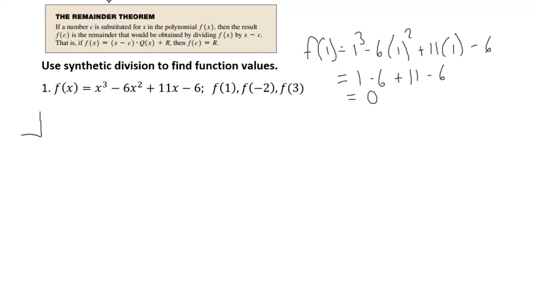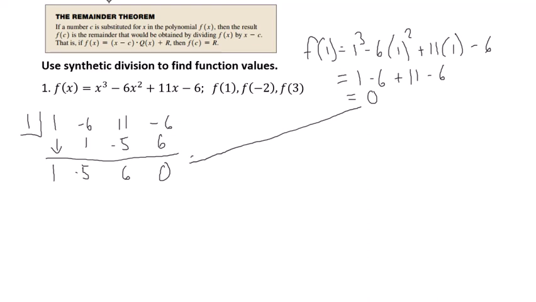So if we put a 1 here, and we take our power of 3, power of 2, power of 1, constant, and put 1, negative 6, 11, negative 6. Drop that down, you get 1. 1 times 1, 1. Combine those, negative 5. 1 times negative 5. Combine those, you get 6. 1 times 6, 6. And negative 6 and 6 gives you 0. As you see, you get 0 either way. So f of 1 equals 0.